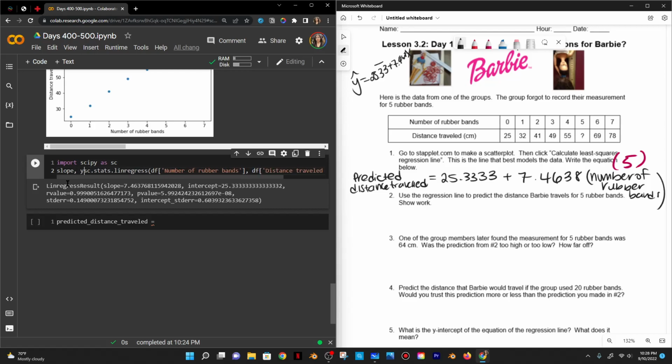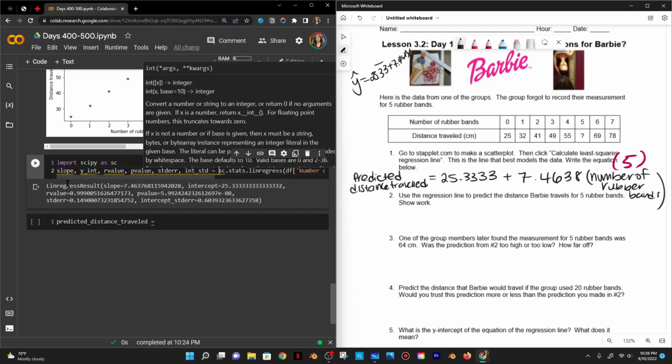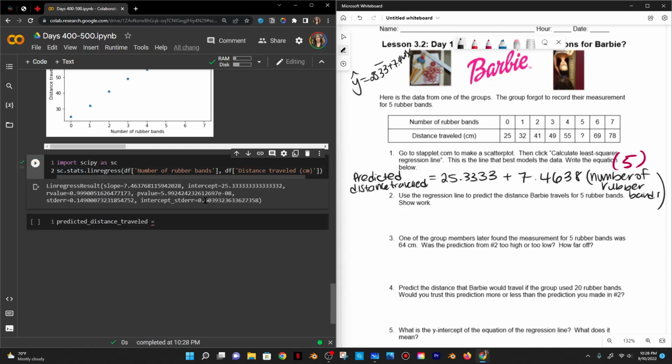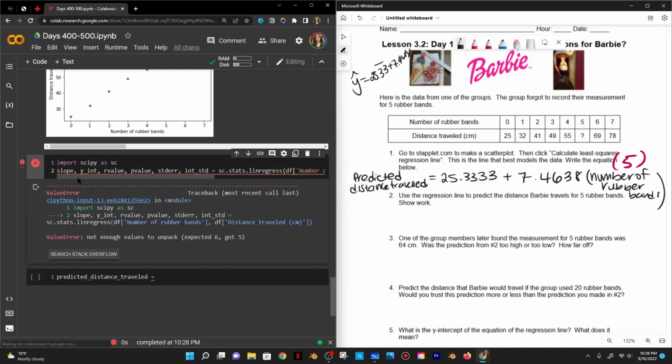Let's do y-intercept, comma, r value, comma, p value, comma, whatever that is, the standard deviation maybe. And then the intercept of the standard deviation, set that equal to that, and now run it. Not enough values to unpack, expected 6, got 5. What's the other one that I missed? Let me see. Run that. Intercept, blah, blah, blah, this one, this one, this one. 1, 2, 3, 4, 5, 6. What did I miss? I got 6 values. Expected 6 got 5.